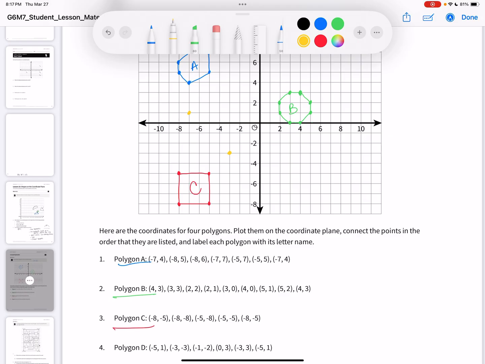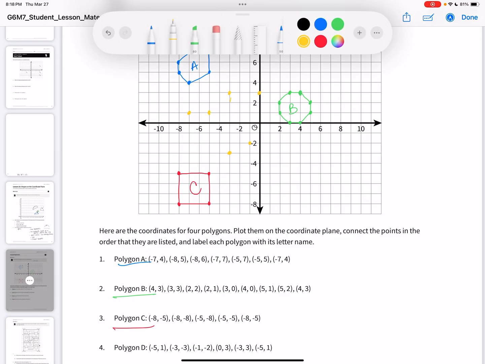Then we have -1, so that's to the left. -2, that's down. Then we have 0, 3. So we don't go anywhere left or right, but we do go up 3, right there. Then we have -3, 3. So we go to the left 3 and up 3, right there. And then we have -5, 1, right there.